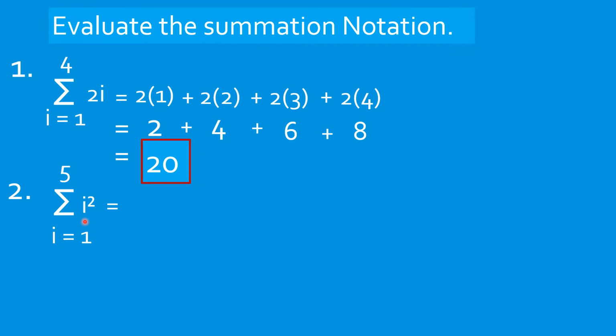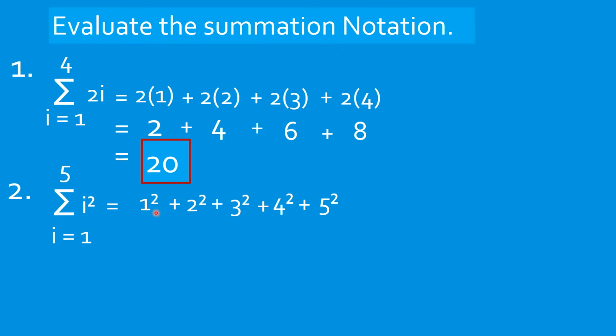We have, the rule is I squared, and start with 1, ends with this 5. So it means there are 5 terms here. So I squared means starts with 1, which means 1 squared. Plus, so I again now is 2, that is 2 squared. And then I is 3, so 3 squared. Then I is 4, 4 squared. And I is 5, 5 squared. Okay, so up to that one. So 1, 2, 3, 4, 5 terms, or up to 5 here.